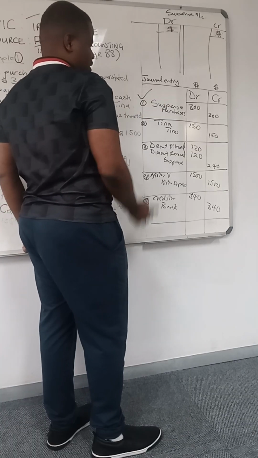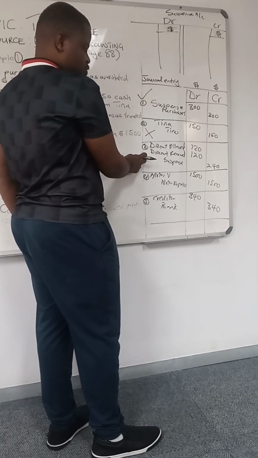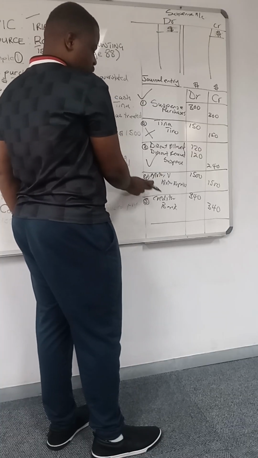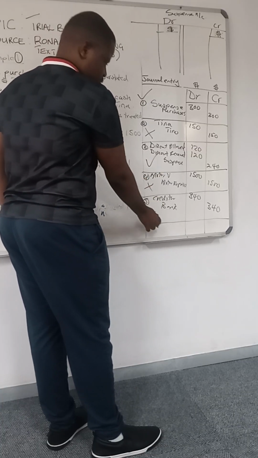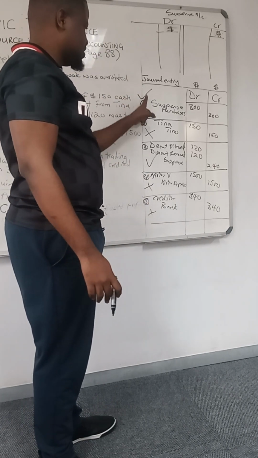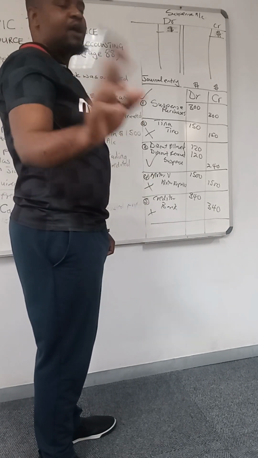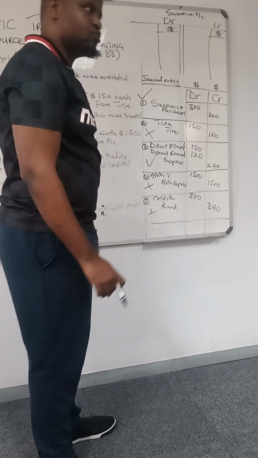So yes, this one. What about this one? No, because there's no suspense. What about this one? Yes, because there's suspense. What about this one? No, there's no suspense. What about this one? No, there's no suspense. So according to this journal entry, only two transactions, only two errors. These are the only two errors that we are going to transfer to the suspense.